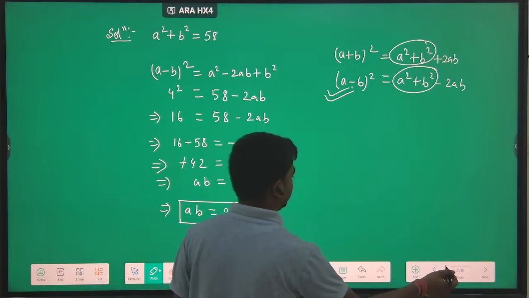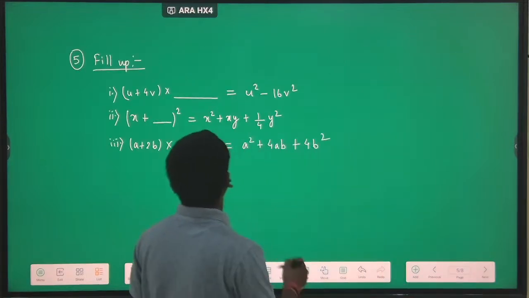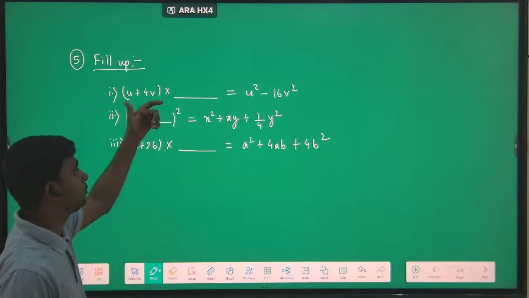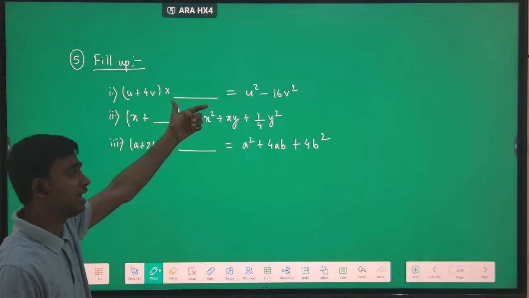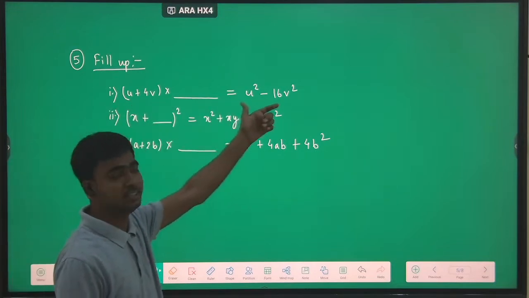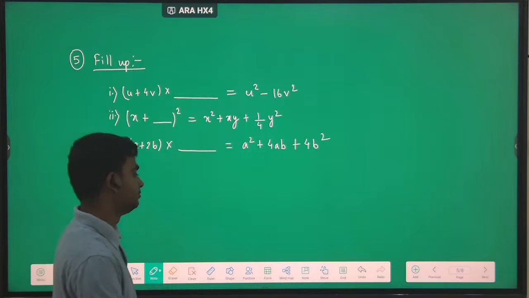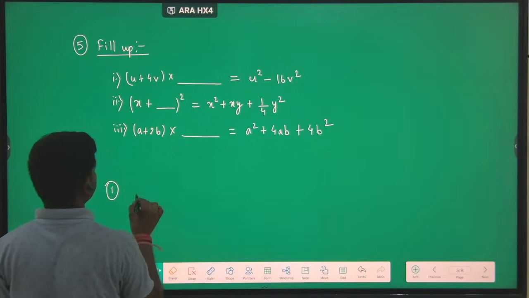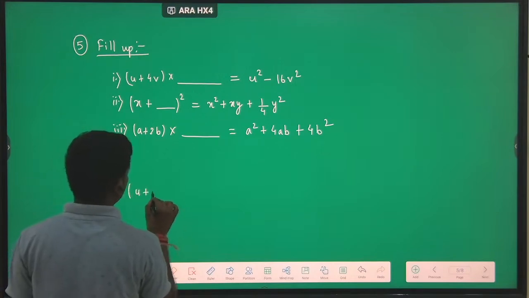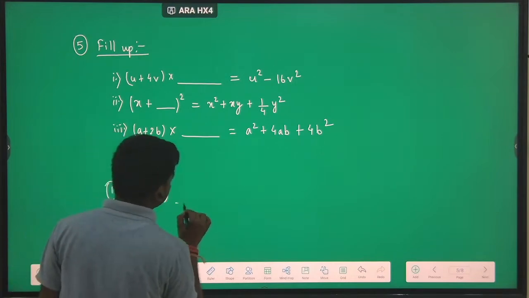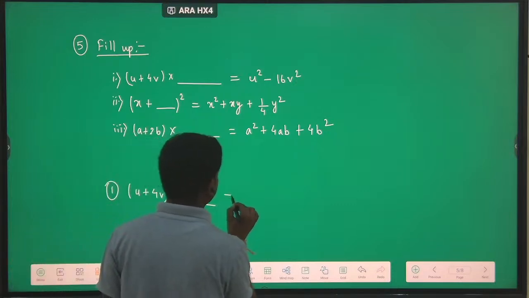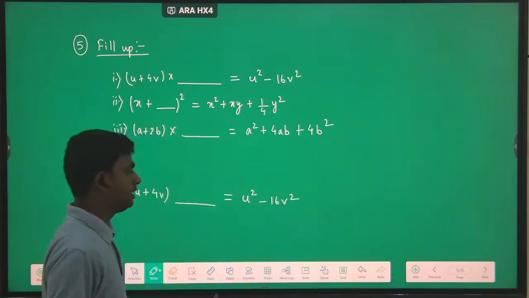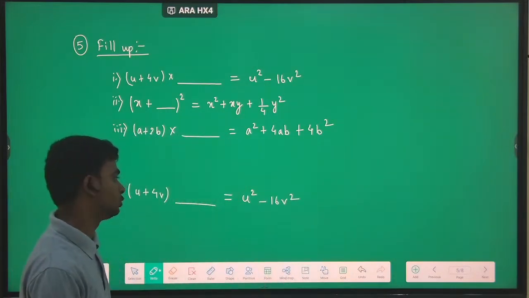Now, let us move to our next question. Our next question is of fill-up type. So we have to find out what terms will be in the blanks, and it will match the conditions given in LHS and RHS. Okay. So let us try. Our first question is we have to multiply u plus 4v with a certain algebraic expression such that it gives u square minus 16v square. What it gives? U square minus 16v square.